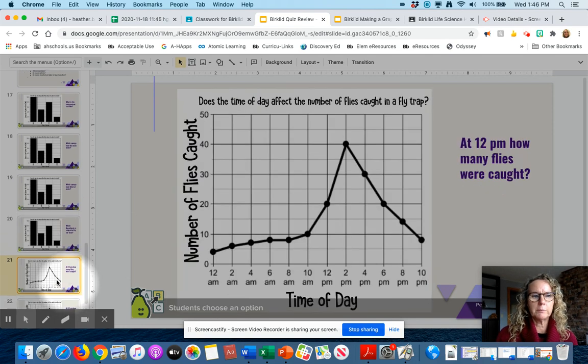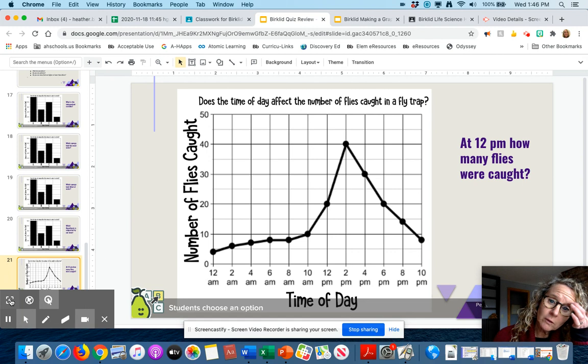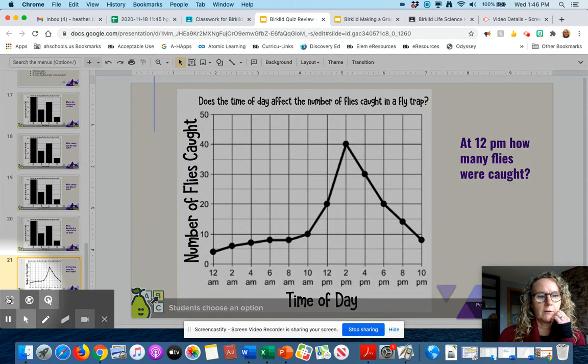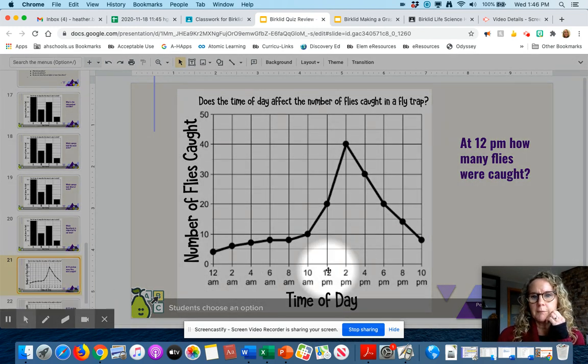We look at this one. We need to know then at 12 p.m. how many flies were caught. So the first thing we need to do is, again, find 12. So here's 12 p.m. and we're going to go up until we hit the mark that crosses the line, and then we can go over and say that at 12 p.m. there were 20 flies caught.